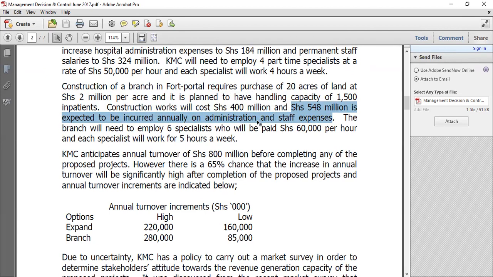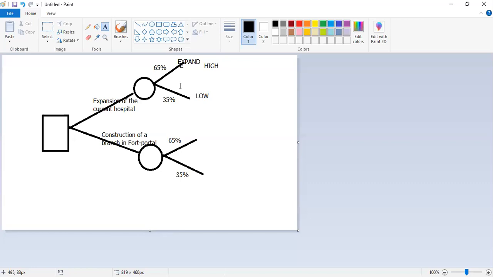So once you are done inputting the respective information, for you to easily make a decision, what we said when it comes to working with these decision trees is that we start from here, okay? We basically start from here. So we have this value, we have the annual turnover when it comes to expand, okay, and high. So we're able to get that value that we've put there.